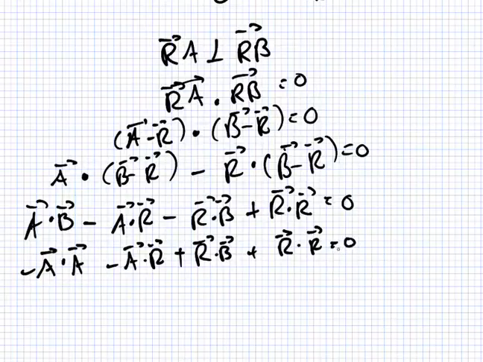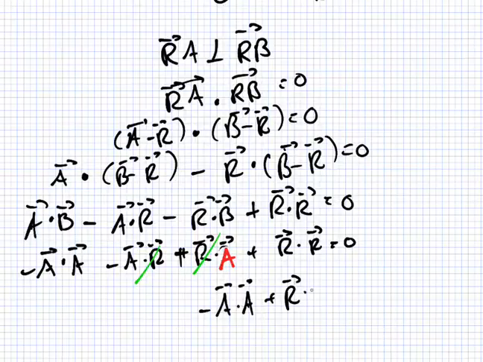Oh, sorry, I didn't replace this B here, did I? Sorry, I did replace it, but I still wrote it as a B. That should be an A. Now, two things cancel here. What two things? These two here. So you're left with minus A dot A plus R dot R equals 0. So you have R dot R equals A dot A.